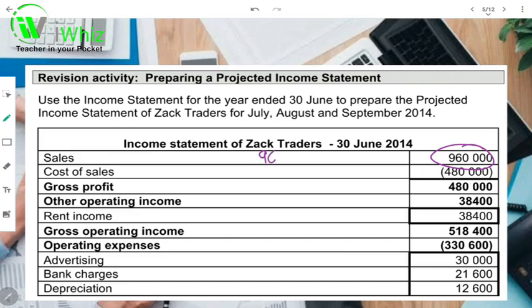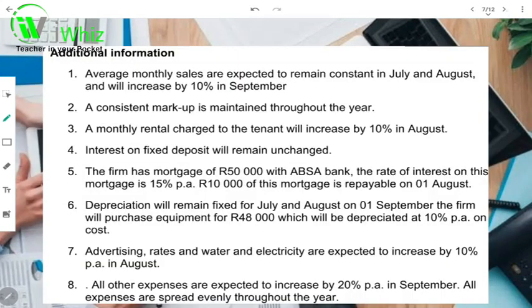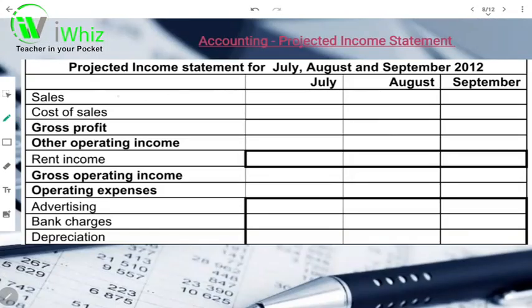So 960,000 divided by 12. Let's do this on our projected income statement. So you're going to take for July and August 960,000 rand divided by 12. This will give you an amount of 80,000 rand for both July and August.